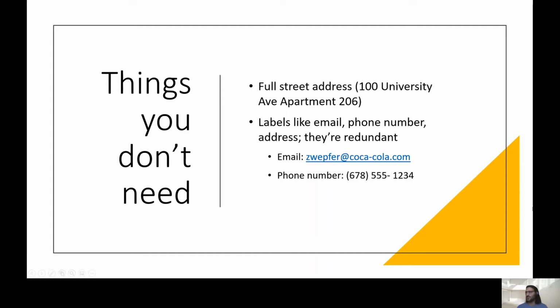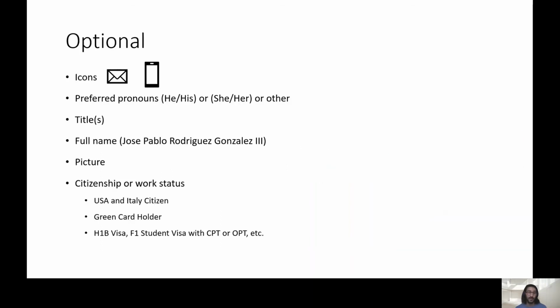Additionally, labels. So just here's an example. So I've got email, zwepfer, and phone number 678. If you just put zwepfer at coco-clo.com, I'm gonna know it's an email address. I don't need you to spell it out for me. Additionally, with your phone number, you don't need to spell out what it is in order for me to understand that.